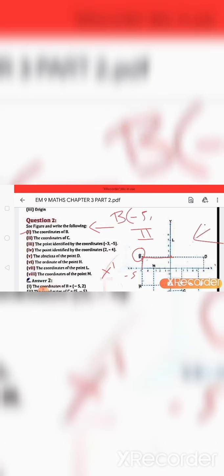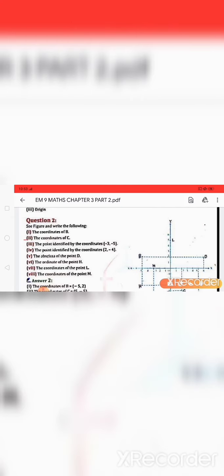First question, the coordinate of B. We have to write the coordinate of B. First we find where our point B is and in which quadrant. Here point B is in the second quadrant, and we have to find its coordinates. The x coordinate from the y-axis is 5 minus, because it is on the negative x-axis, so it is -5, and the y coordinate from the x-axis we get as 2. So the coordinate of point B is (-5, 2).